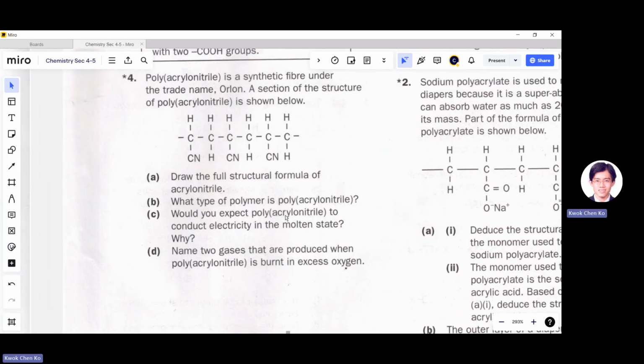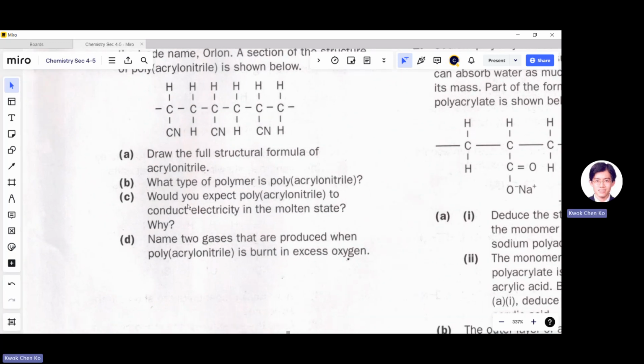Anyway, Zayden, just to answer your question now, do you think it conducts electricity? No way. It doesn't have mobile ions. It doesn't have delocalized electrons. Only covalent bonds.